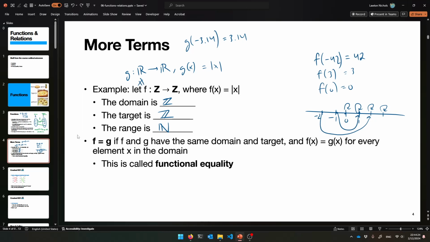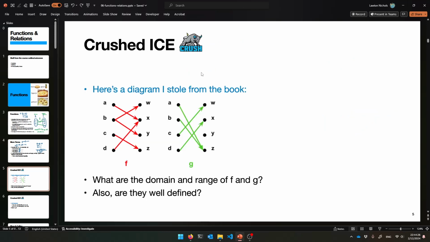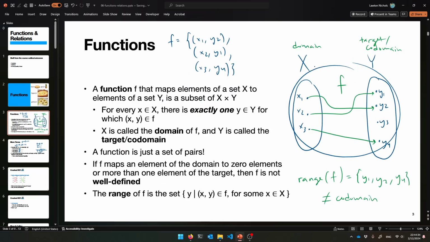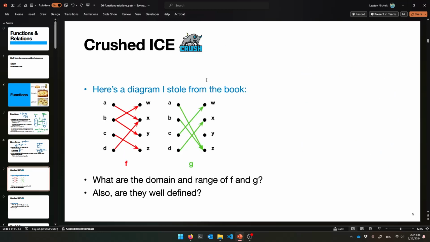So that's a bunch of new terms, and you try now. Here's a piece of the book, and I'd like you to go through both of these functions. Remember, they're written in this way, with the x, the domain, on the left and the codomain on the right. See if you can figure out the domain and the range of f and g. The codomain is just implied to be everything over here, but what's the range? Is there a difference? And also tell me if they're well defined.